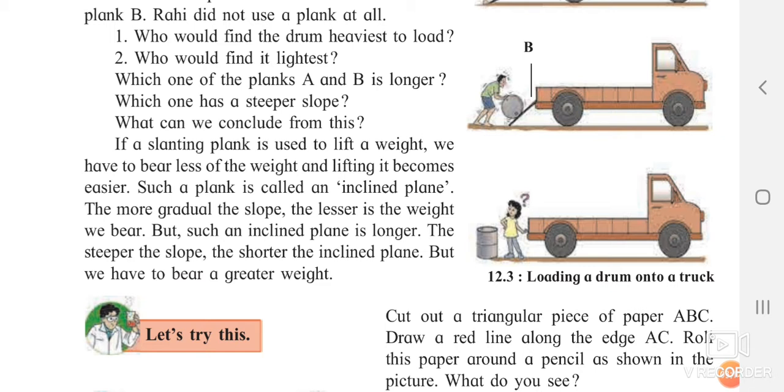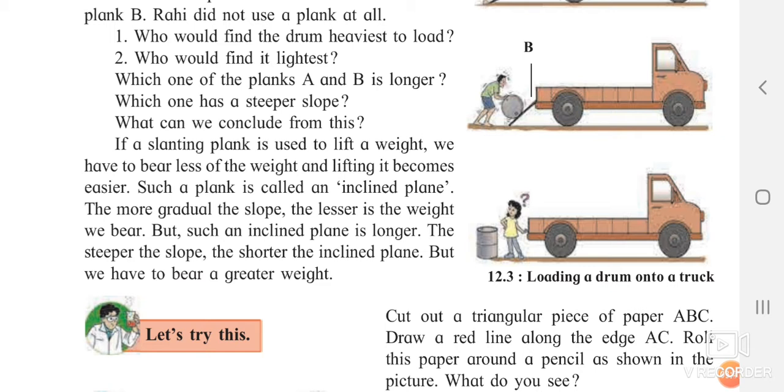So an inclined plane helps to push things very easily when you are supposed to go to a particular height. If a slanting plank is used to lift the weight, we have to bear less weight and lifting it becomes very easy. So you take the slanting plank, which is useful for picking up the weight and keeping it up, reducing your energy. Such a plank is said to be an inclined plane.